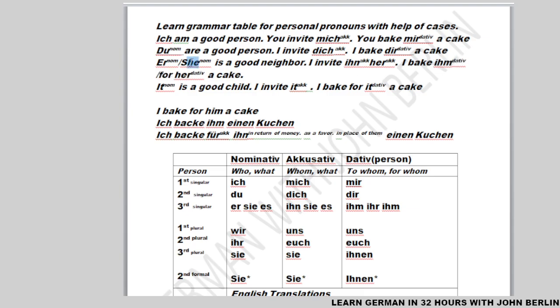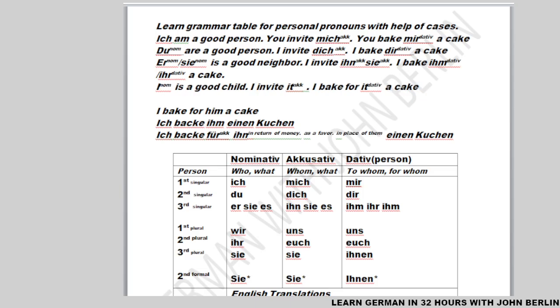Perfect. What is she? Can you look at the table and tell me? It is sie. Let's write sie. I invite her. What is her? Again, sie. Yes, just like in English, you and you could look the same as subject and direct object. In German, she and her look the same, like sie and sie. Perfect. I bake for her a cake. What is for her? Ihr. Right? Ihr. Fantastic.